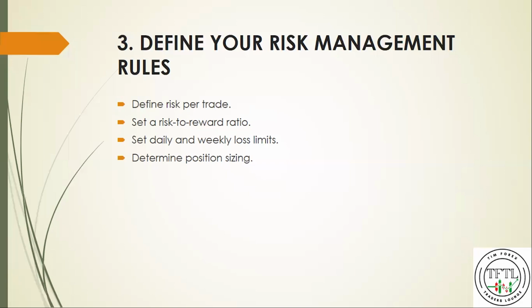Then you need to set a risk to reward ratio. This is very powerful. Establish a minimum risk to reward ratio, like maybe 1 is to 2, 1 is to 3, 1 is to 4, depending on the strategy that you use. So this ratio means that for every dollar risked, you aim to make $2 or $3, which helps maintain profitability over time.